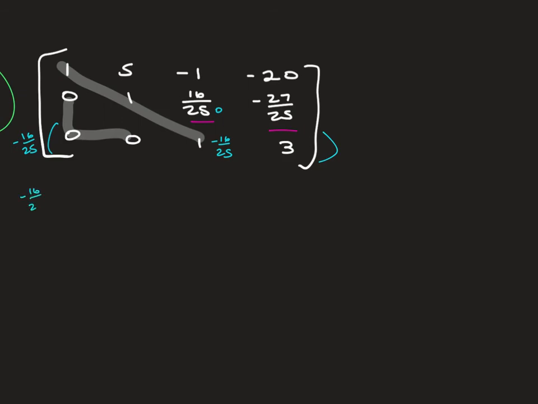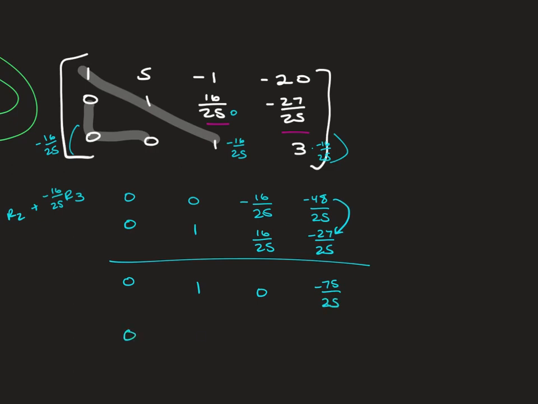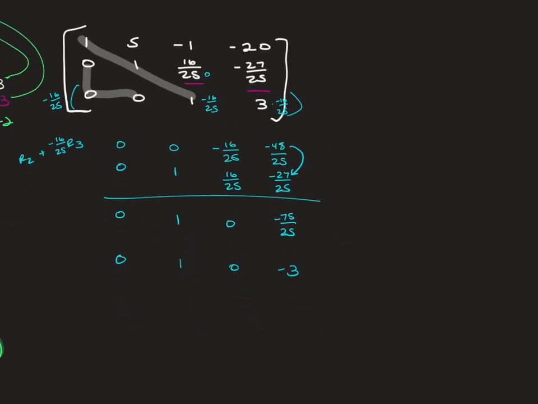So negative 16 over 25 times row 3 is 0, 0, negative 16 over 25. And then this times negative 16 over 25 is what we got before, which is negative 48 over 25. And then I want to add it to row 2. So 0, 1, 16 over 25, and negative 27 over 25. And I get 0, 1, 0, and then these two are that negative 75 over 25. So this is 0, 1, 0, negative 3. And that takes the place of row 2. So 0, 5, negative 1, negative 20; 0, 1, 0, negative 3; and 0, 0, 1, 3.